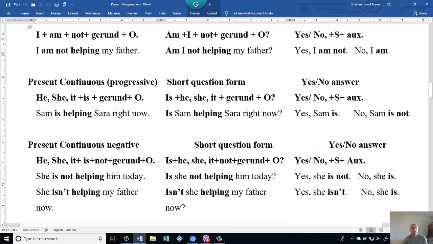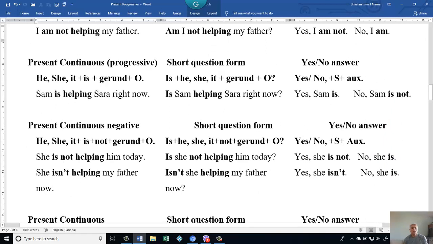And then we have present progressive also. Sam is helping Sarah right now. Sam is the subject. Is is the be verb, or auxiliary verb, acting as a main verb. Then we have the gerund, or ing form. Then how to make a question? We take the auxiliary verb and place it in front of the subject, as it is here. Is Sam helping Sarah right now? Yes, Sam is, or you could say yes, he is. You could change Sam if we know the gender of the subject. You say no, Sam is not. If you say no, he is not, it's also correct.